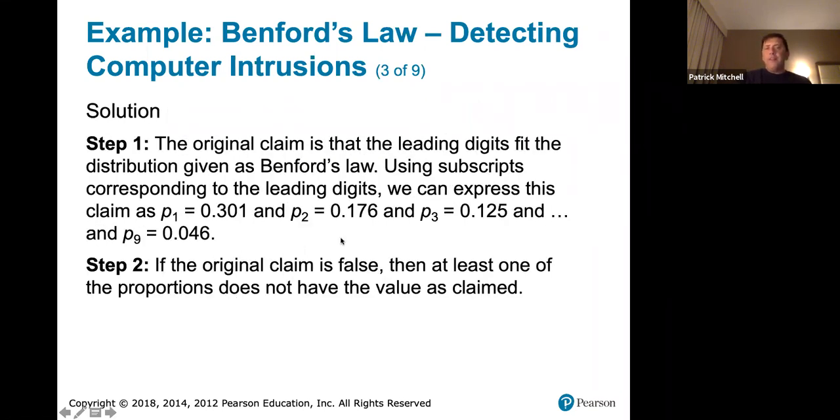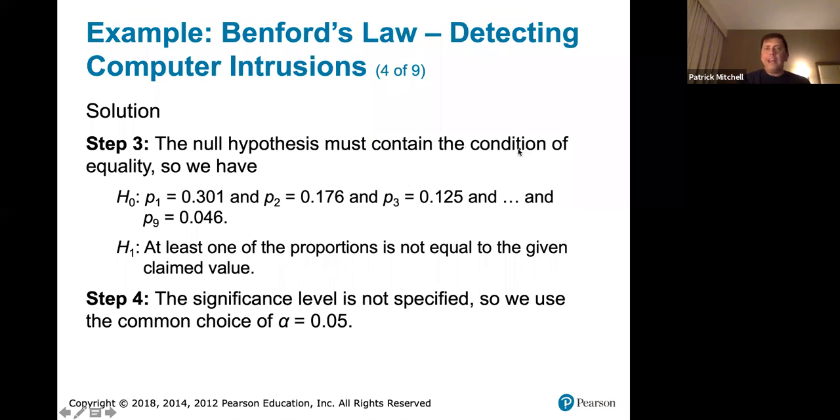If the original claim is false, then at least one of the proportions does not have the value as claimed. The null hypothesis must contain the condition of equality. So we have the null hypothesis: P1 equals 0.301, P2 equals 0.176, and P9 equals 0.046. The alternative would be that at least one of those proportions is not equal to the claimed value. And once again, they did not specify a significance level to use, so we use the common value of alpha equals 0.05.